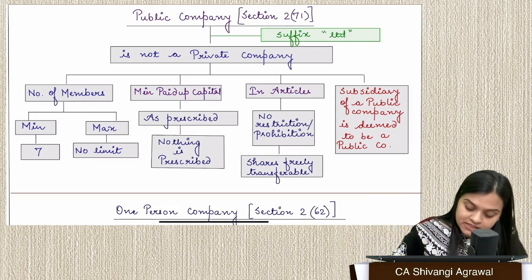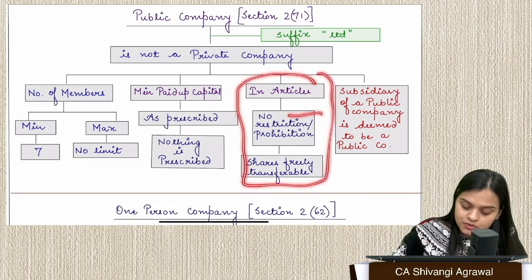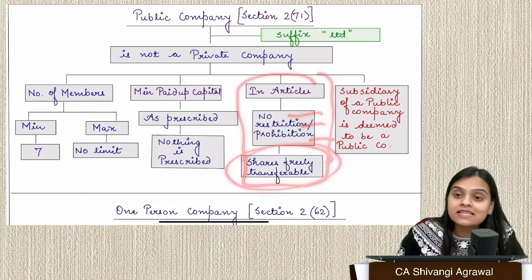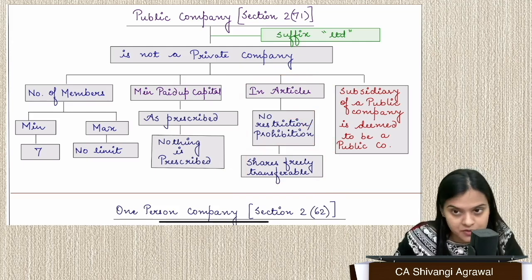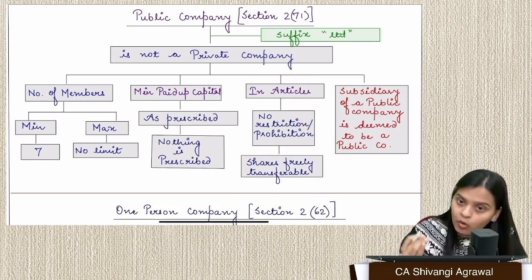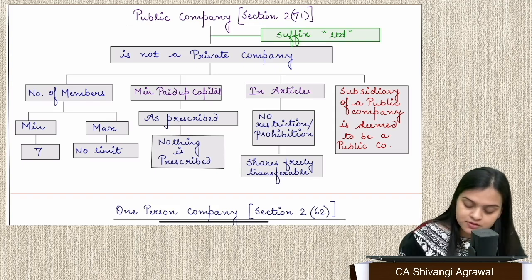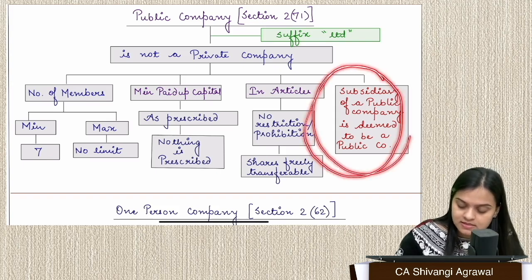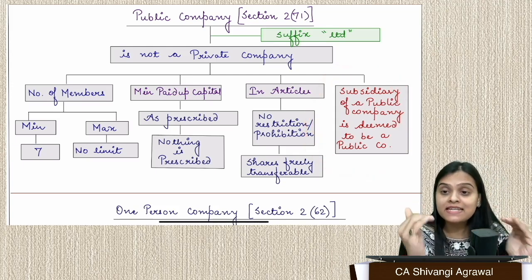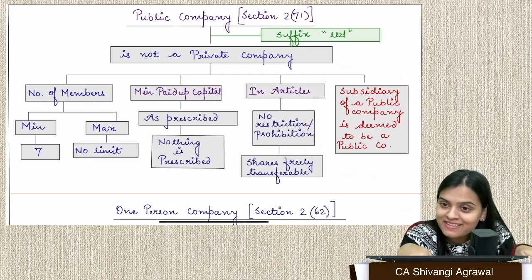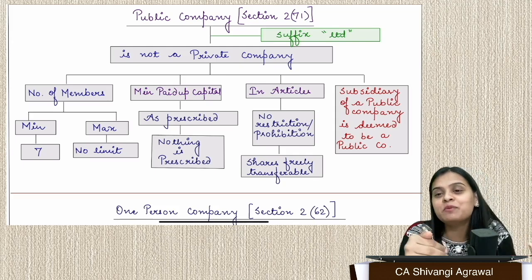Unlike private companies, in its articles there is no restriction or prohibition. That is, you can say the shares of a public company are freely transferable. One important distinguishing feature which you will find over here is this: a subsidiary of a public company will be deemed a public company.